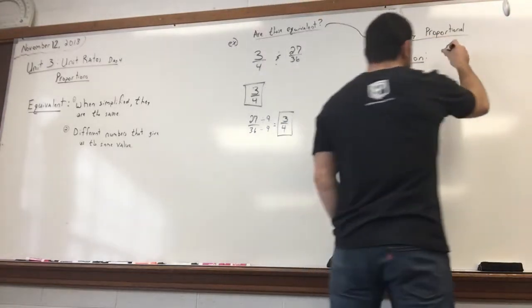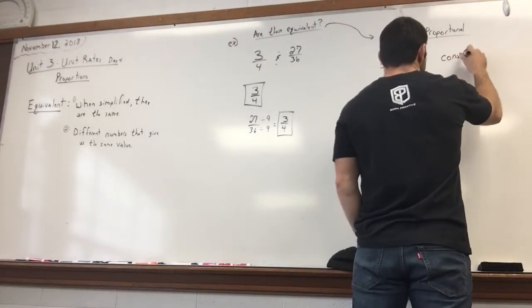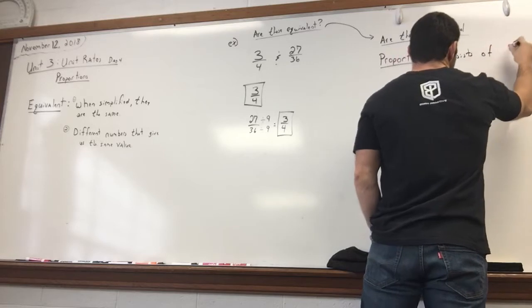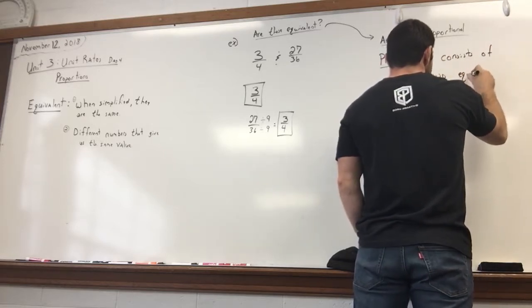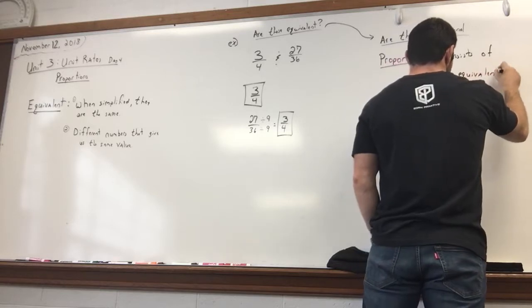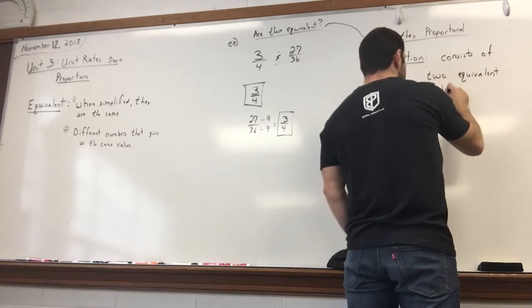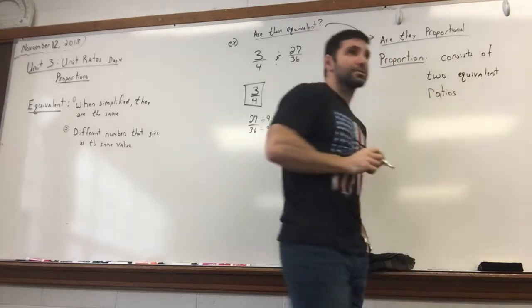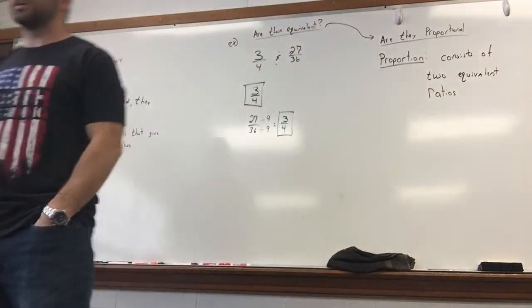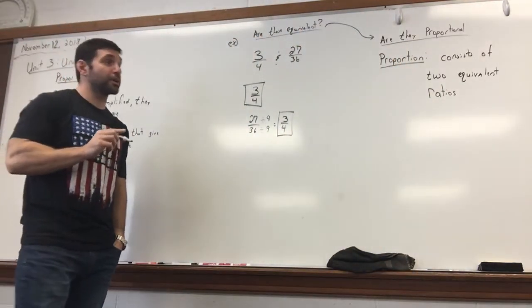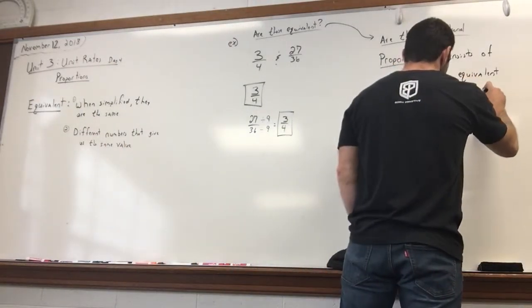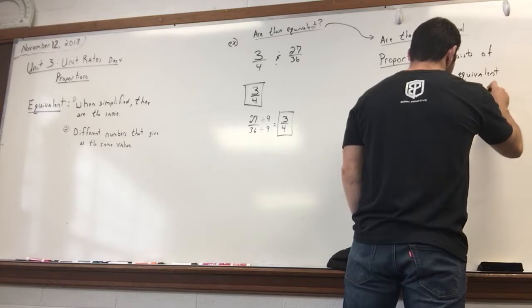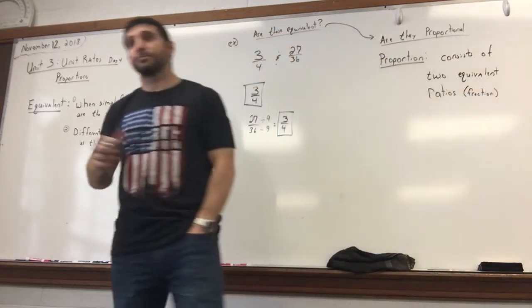So a proportion consists of two equivalent, and I'm going to throw out another word, ratios. And we've said ratios quite a bit this year. Ratios are a comparison of two numbers. A ratio is a fraction.